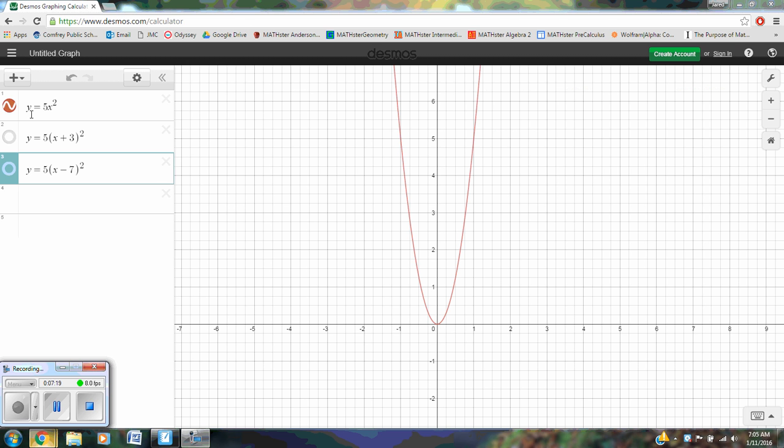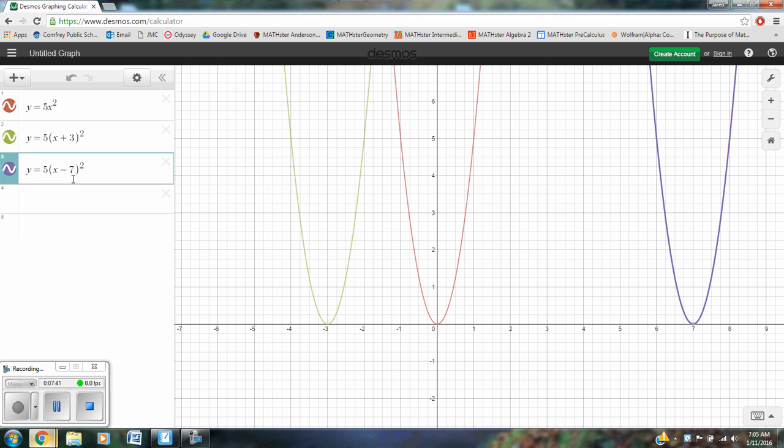So let's see what happens. All right, we have our graphing calculator. We have y equals 5x squared, our normal one. It starts right here at 0, 0. If I add in the x plus 3 squared, notice, again, it's that same exact parabola, but it just moved to the left. How many spaces did the vertex move to the left? Well, it moved exactly 3 to the left. If we add in this x minus 7 squared and then times 5, again, that vertex was at 0. It's now all the way here at 7, 0. So the vertex moved to the right 7 spaces.